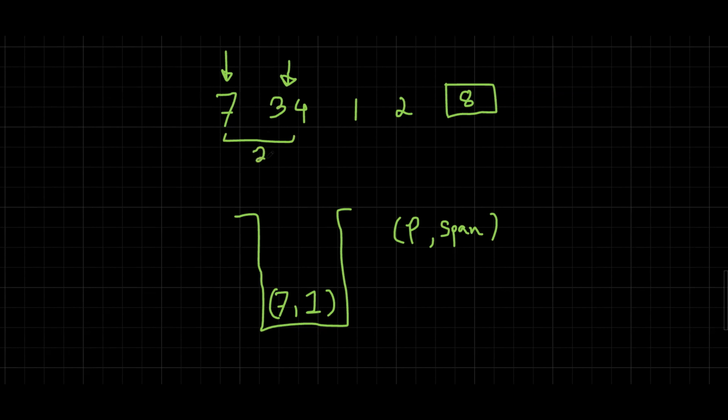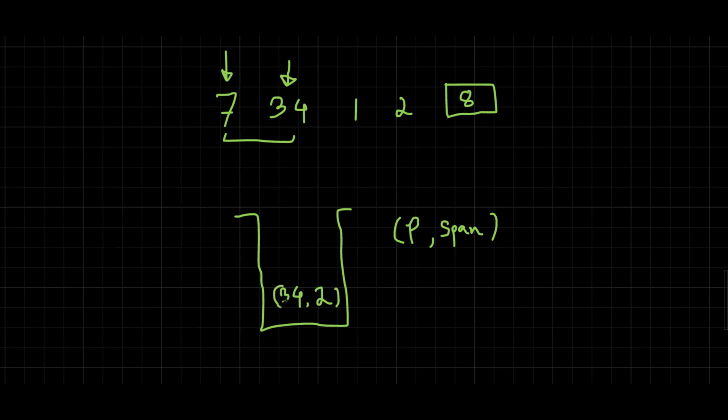Because we have two elements which are less than or equal to 34, here we have to add 34 and 2 into the stack. But before that, as we have used 7 in our span of 34, we have to remove 7 and 1 from the stack and add 34 and 2 into the stack.